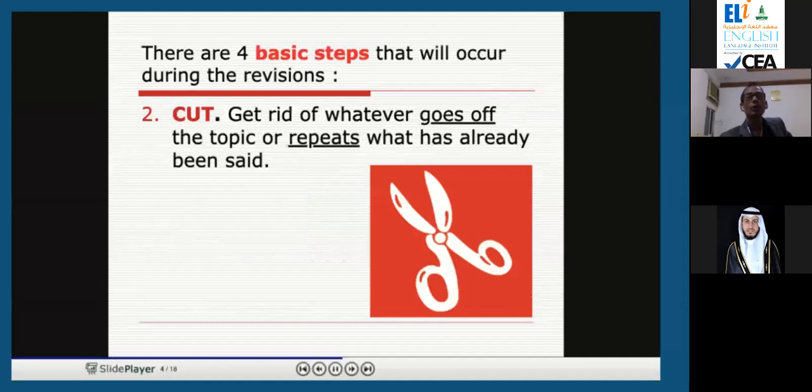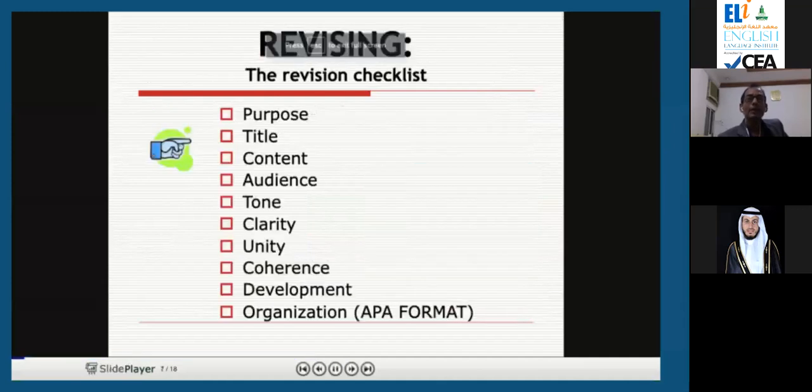So what are we going to do in editing? Usually we get rid of whatever goes off topic or repeats what has already been said. It could be a paragraph, or a whole part of the essay. When you are revising, there is a checklist here. These checklists will really help you organize and save much effort, because you'll be a good writer. You must remember the purpose. What is the purpose? Who are you writing for?